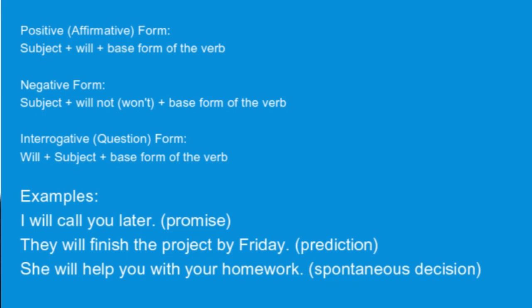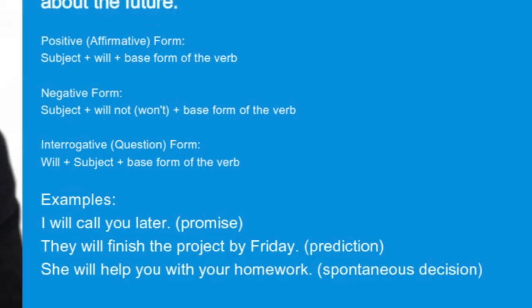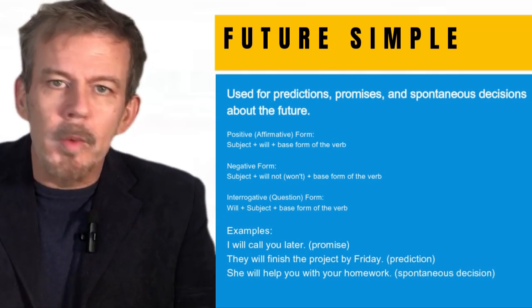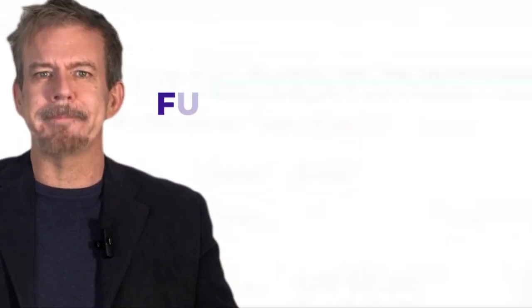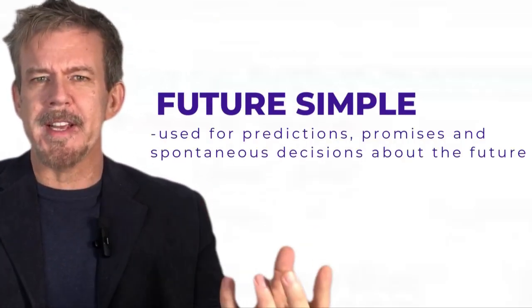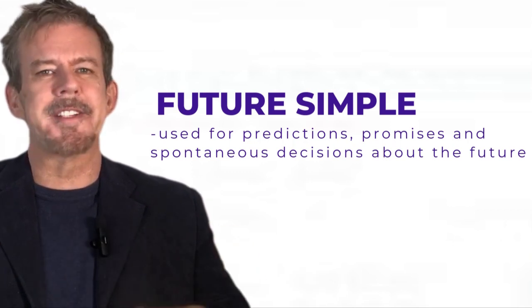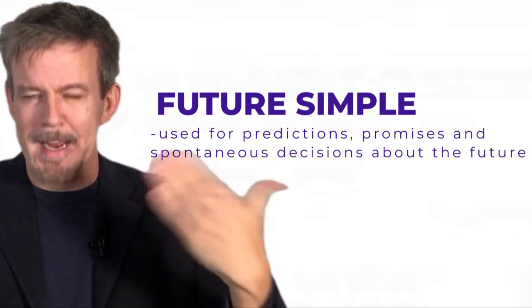estimation. Or, she will help you with your homework. That's a spontaneous decision. Maybe I was struggling with my homework. She came over and helped me. So again, future simple, used for predictions, promises, and spontaneous decisions about the future.